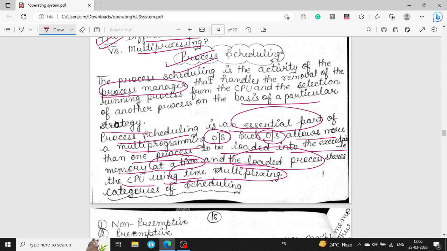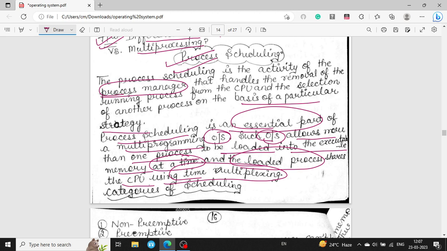Now, what is process scheduling? It is the activity of the process manager who handles the removal of a running process from the CPU and who selects another process on the basis of a particular strategy. And process scheduling is an essential part of a multi-programming operating system because this operating system allows more than one process to be loaded into executable memory at a time, and the loaded processes share the CPU by using time multiplexing.